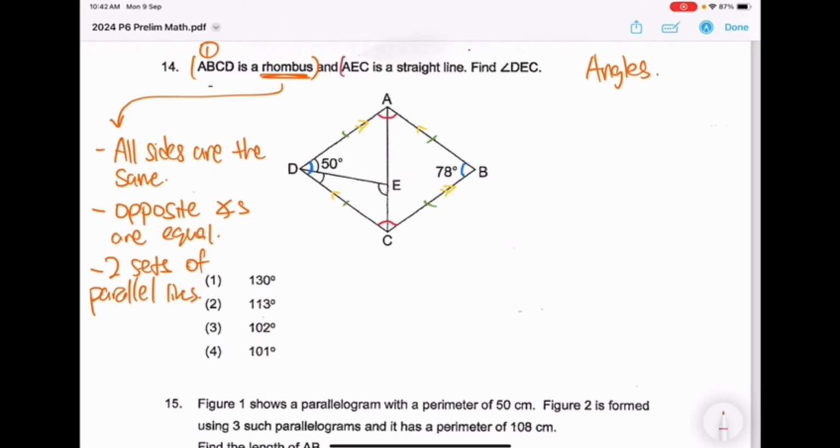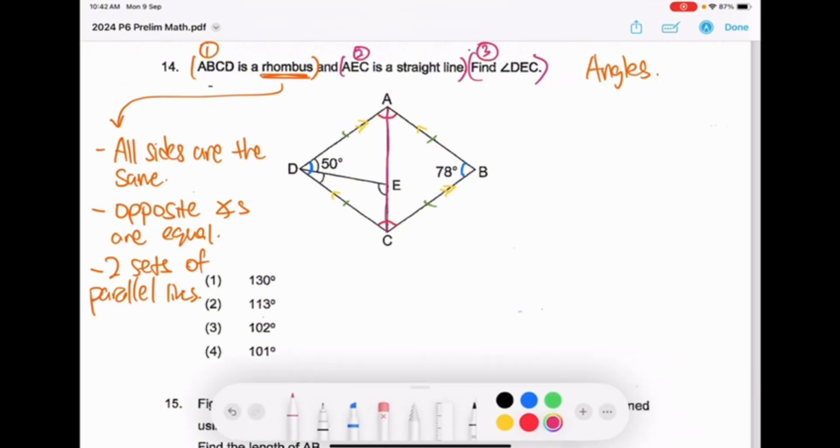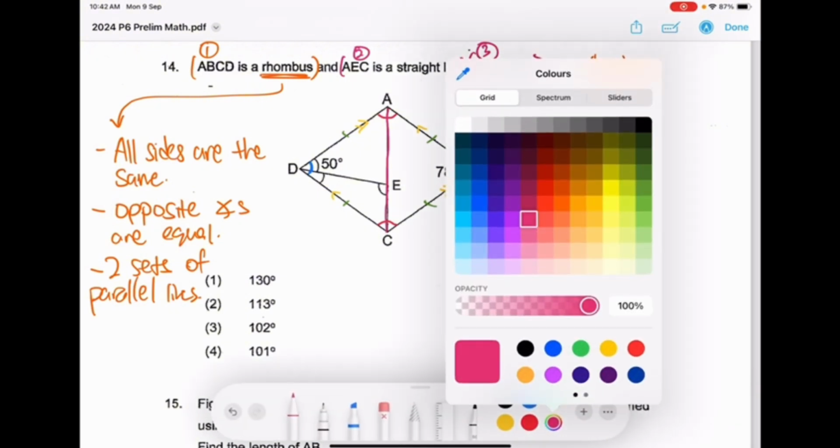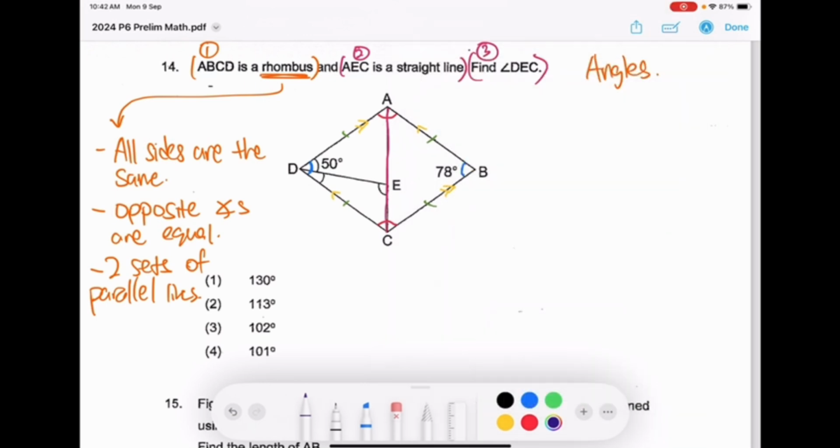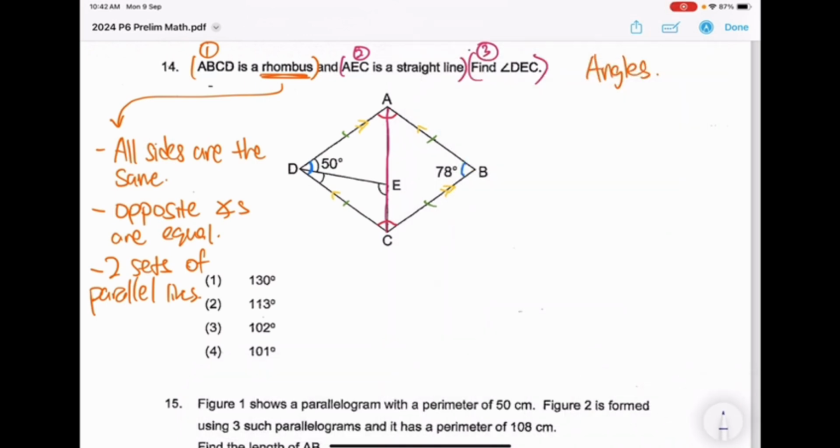It says AEC is a straight line. This line right over here is straight. And lastly, the question that is posed to us: find angle DEC. Where is my DEC? I am going to label it with another color, something that is different. DEC is this angle over here, and that is what we want to find.